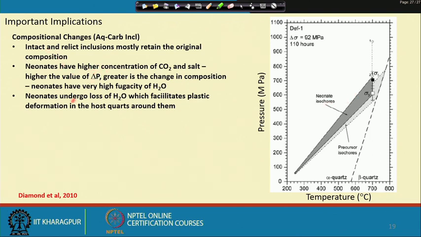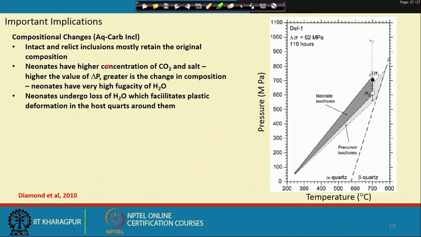So, in case of the aqueous carbonic inclusions, the intact and the relict inclusions mostly retain the original composition. This deeper shaded region is actually the isochore fans of the newly created inclusions, the neonats, and the lighter grey shade is the isochores of the precursor inclusions.